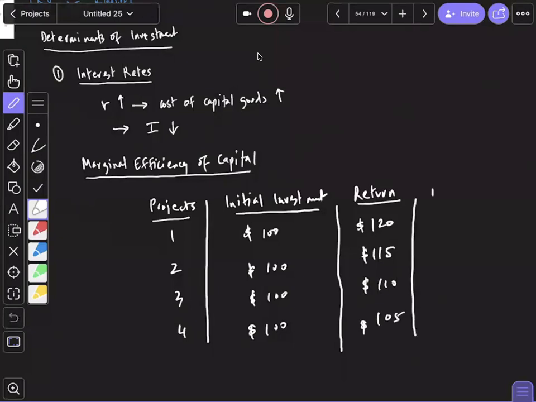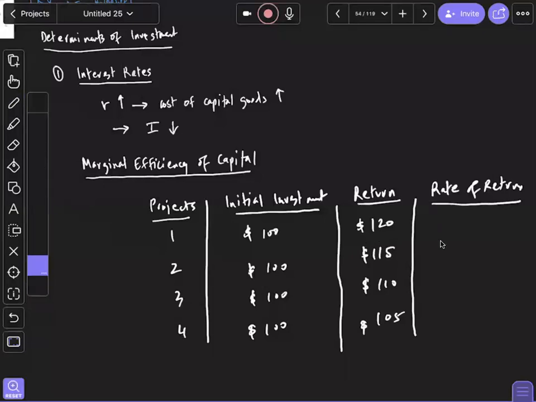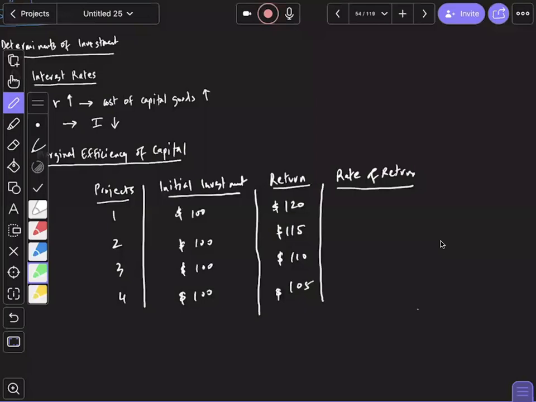So the rate of return: if I ask you guys, what's the rate of return for the first project? 120 minus 100 is equal to 20. So what will be the rate of return, anyone? 20%. Does that make sense? Any questions?